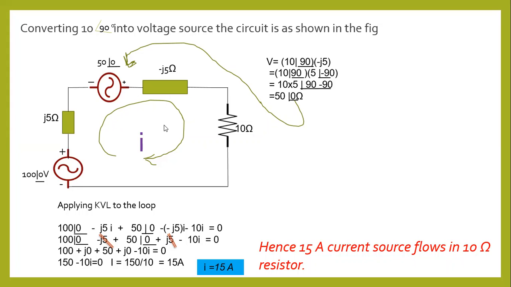Now moving towards the problem, applying KVL to the loop. Starting from here, minus to plus, hence 100 at an angle 0 minus j5 I. And minus to plus, hence plus 50 at an angle 0 minus of minus j5 I, minus 10 I is equal to 0. 100 at an angle 0 minus j5 I and plus j5 I, we will get 50 at an angle 0 and minus 10 I. Both get canceled here.